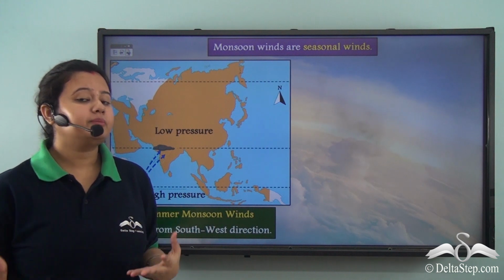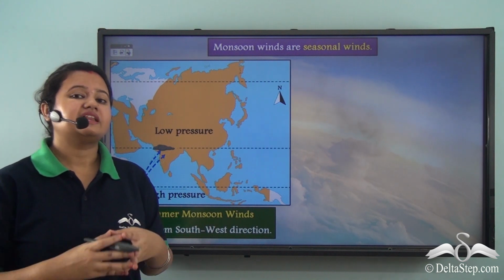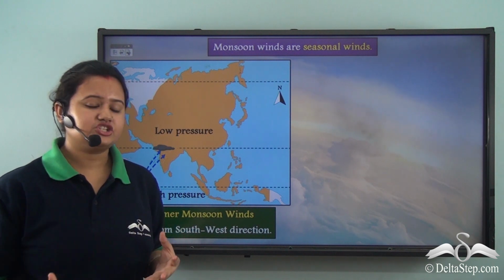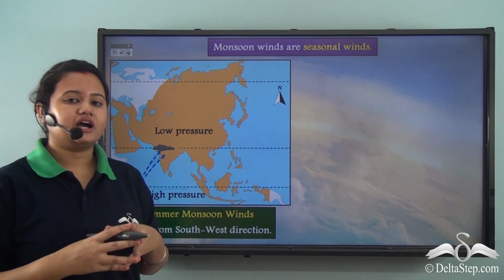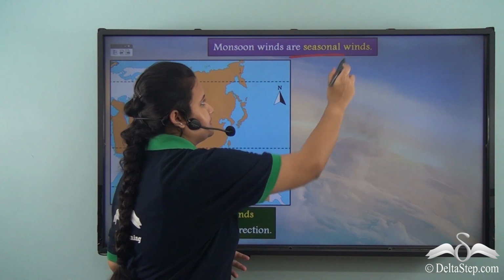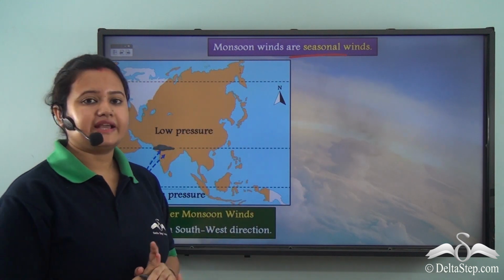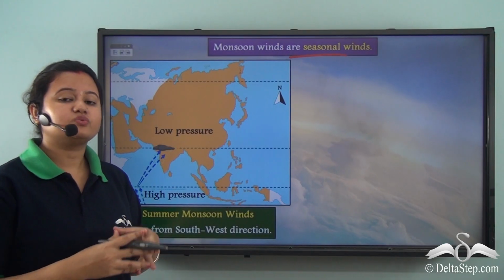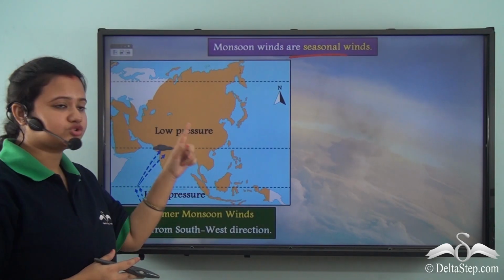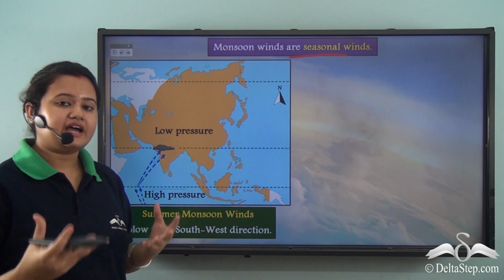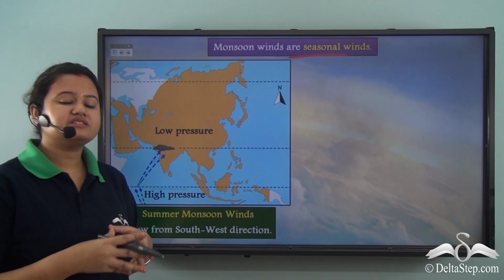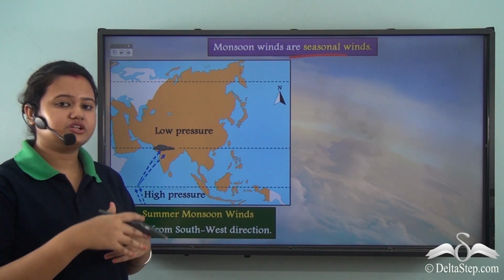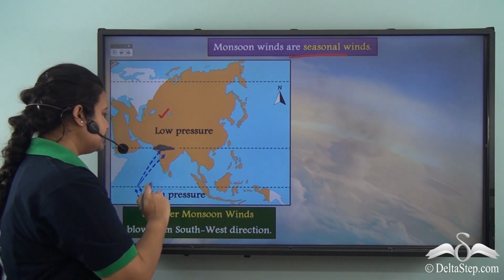But unlike permanent winds, there are some winds that are very inconsistent and change their direction seasonally. These winds are known as seasonal winds. Monsoon winds are examples of seasonal winds. Monsoon winds, which are active in the Indian Ocean region, change their direction seasonally. These winds are influenced by the differences in temperature and pressure conditions of land and sea.